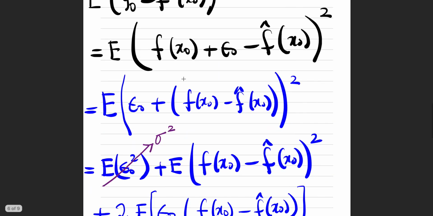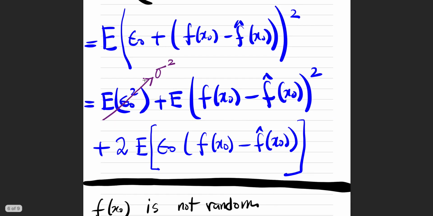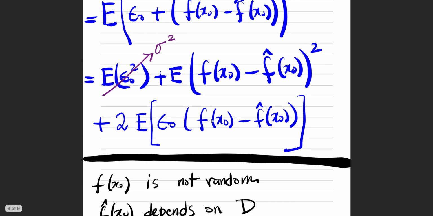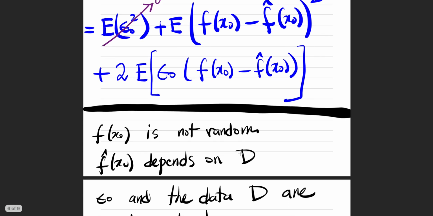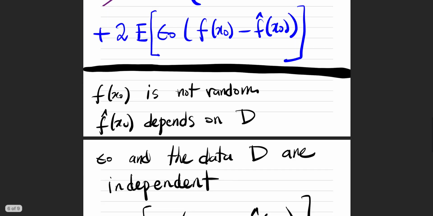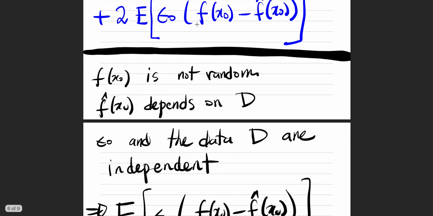So this is sigma square. This measures how close the function f hat is to f, and then here we have the cross product. Now, because f hat depends on the data, and f is not random, f minus f hat is just a function of the data, which is independent of epsilon 0. So this is independent of this.